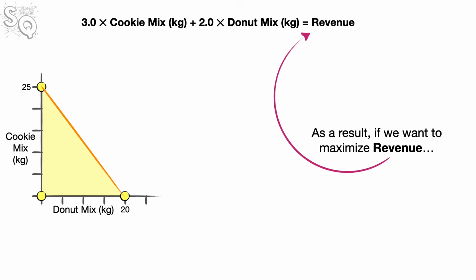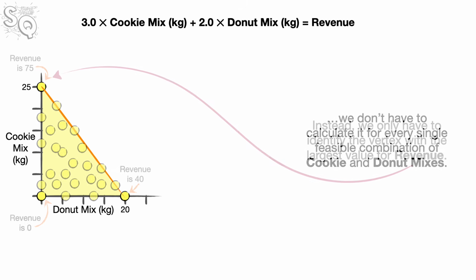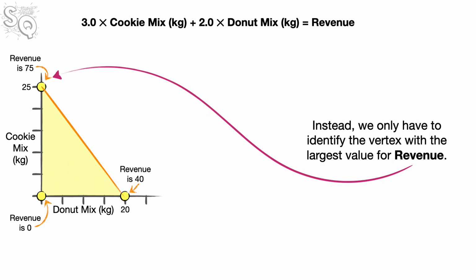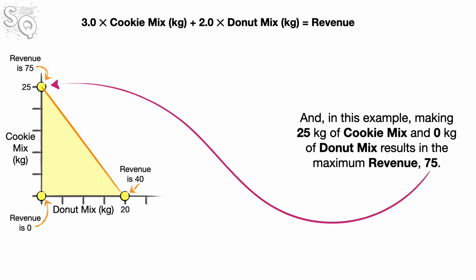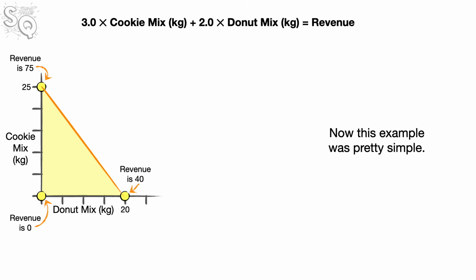As a result, if we want to maximize revenue, we don't have to calculate it for every single feasible combination of cookie and donut mixes. Instead, we only have to identify the vertex with the largest value for revenue. And, in this example, making 25 kilograms of cookie mix and 0 kilograms of donut mix results in the maximum revenue, 75. Bam!